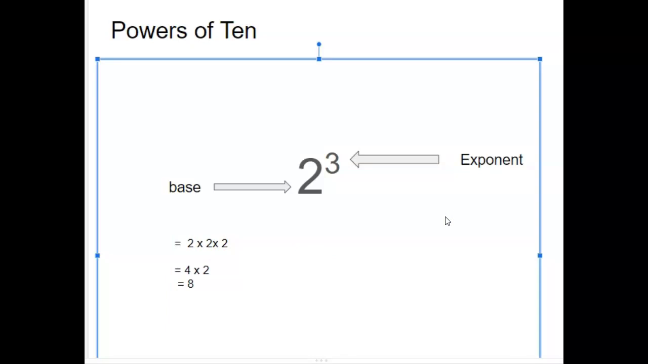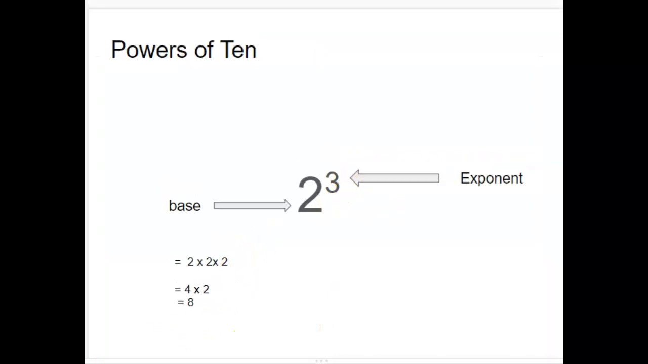Yes, I know, but you have to make sure that you're doing the right operation. You're multiplying and not adding, and you're not multiplying the 2 times the 3. You're multiplying the base by itself as many times as the exponent tells you. All right, moving on.